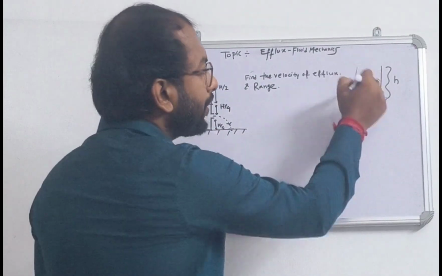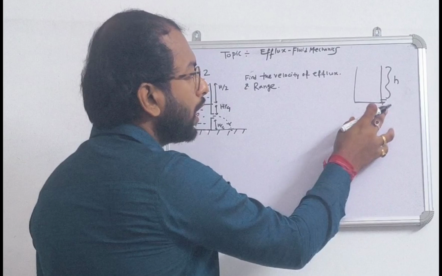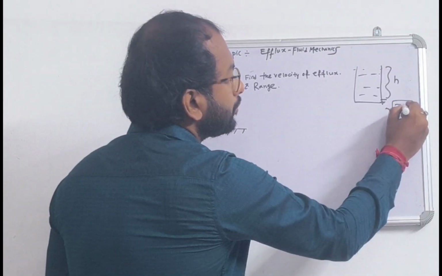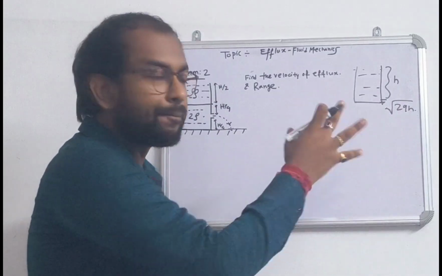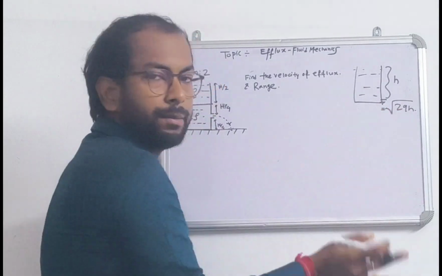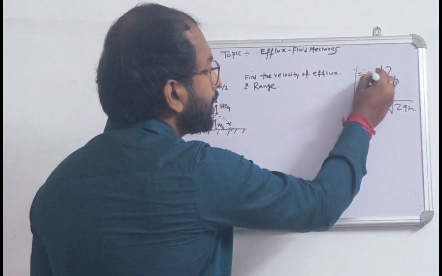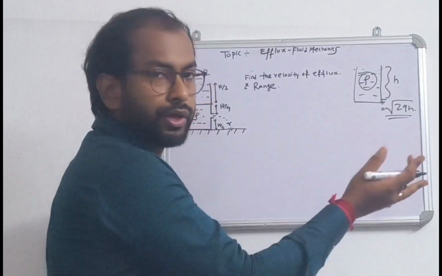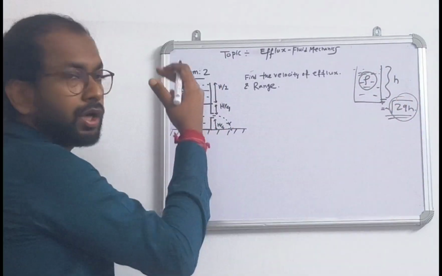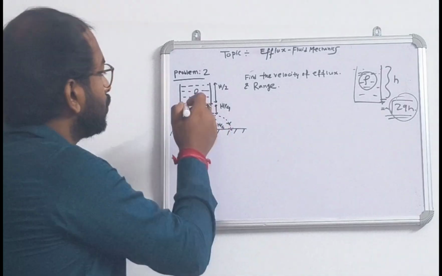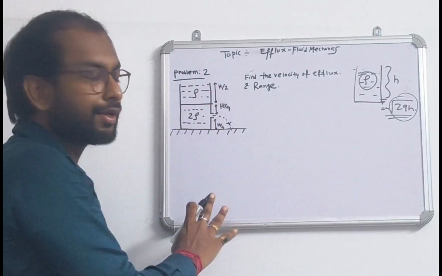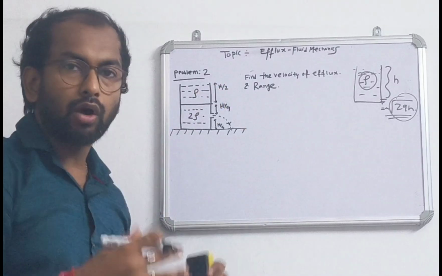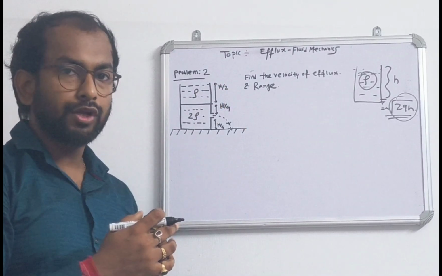If the column is of h height and we have a hole at h depth from the surface of the water, efflux velocity will be root over of 2gh. But this formula will only be applicable if the density of the liquid is uniform. We are having only one liquid, then only we can apply this formula. There are two liquids present, both having different density, so we cannot apply this formula to find out the velocity at this point. So how to find out the velocity of efflux?